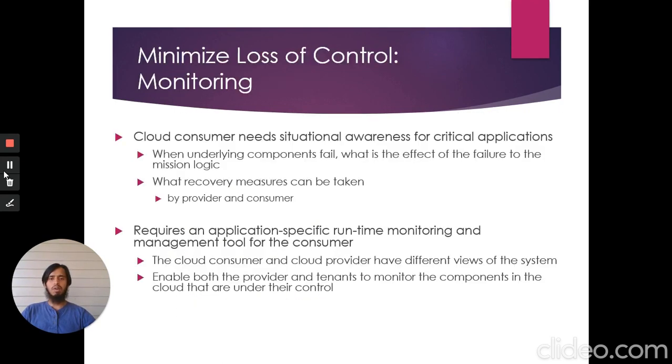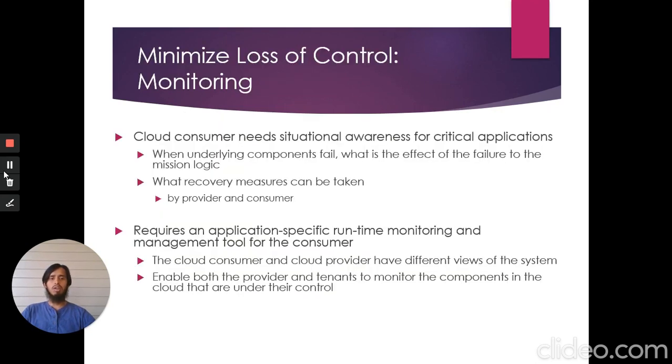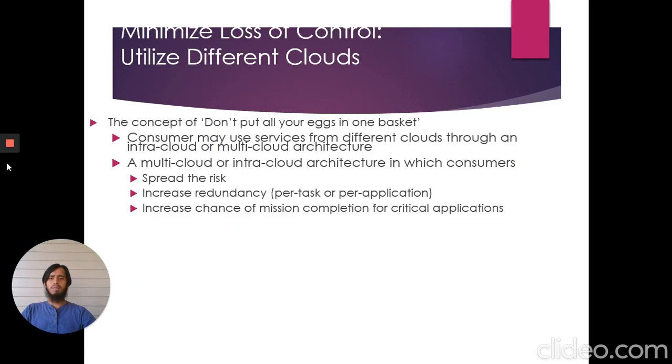So minimizing loss of control. After minimizing your lack of trust, you are minimizing loss of control. In loss of control, awareness of the critical application is to be done. Minimizing loss of control broadly falls into three sections. First is monitoring. The consumer needs situational awareness for the critical applications. Then you need to use different clouds wherein you store the data, so that if a single piece of information is hacked, the hacker cannot get the whole linked data, if the data is stored on different clouds.